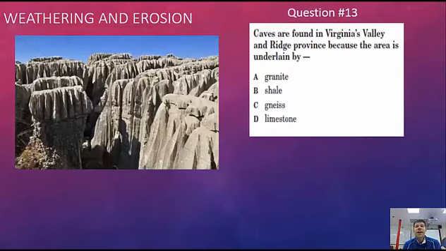So caves are found in Virginia's Valley and Ridge Province because the area is underlain by, so what was that rock that's always being dissolved under the ground, which develops caves and caverns and sinkholes, and it's called karst topography? The answer is limestone. Limestone is the rock that's being dissolved away, and it's being chemically eroded by the slightly more acidic water.